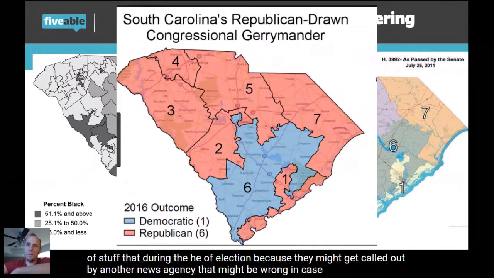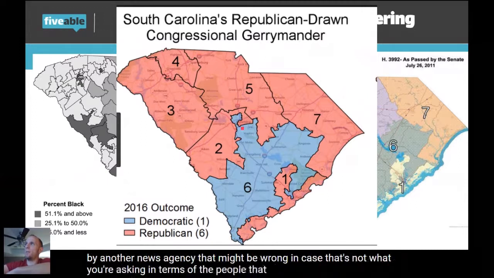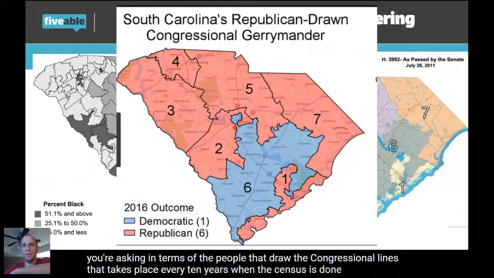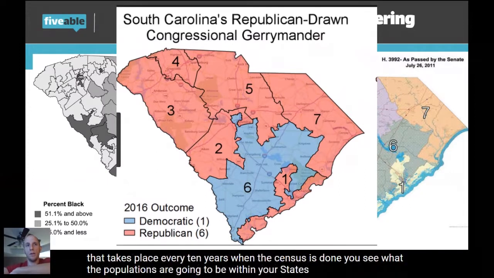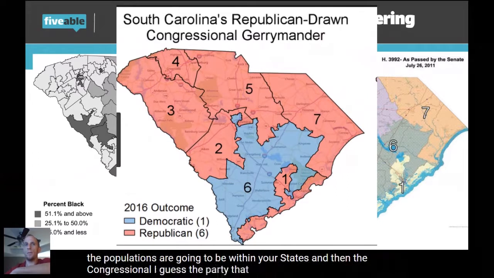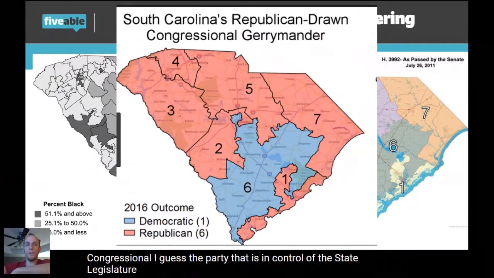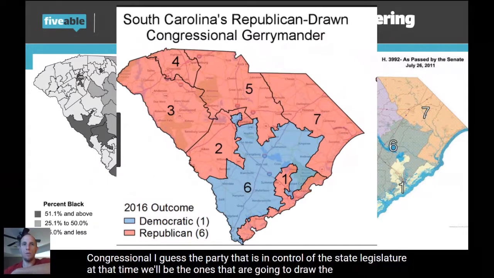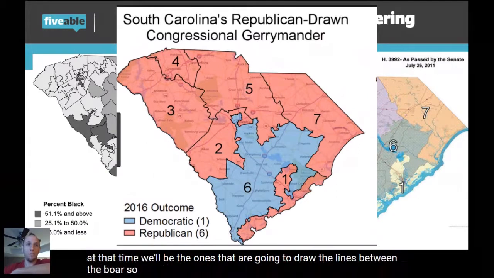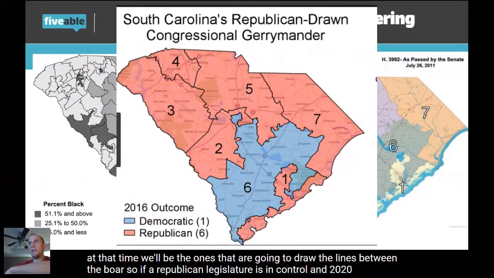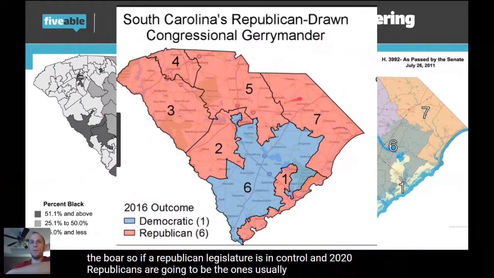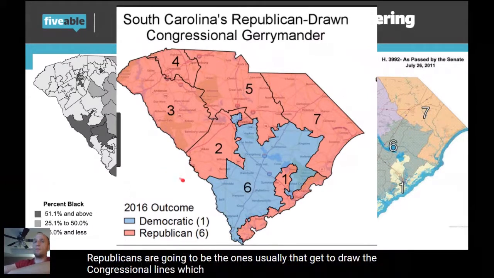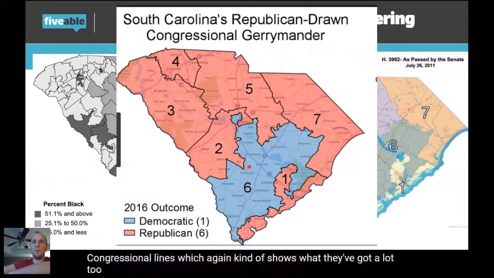In terms of the people that draw the congressional lines, that takes place every 10 years when the census is done. You see what the populations are going to be within your states. And then the party that is in control of the state legislature at that time will be the ones that draw the lines between the borders. So if a Republican legislature is in control in 2020, Republicans are usually the ones that get to draw the congressional lines, which again shows they've got a lot to win by gerrymandering.